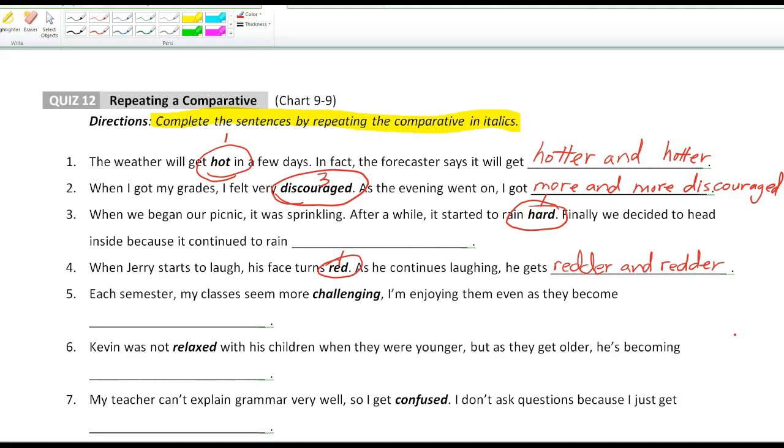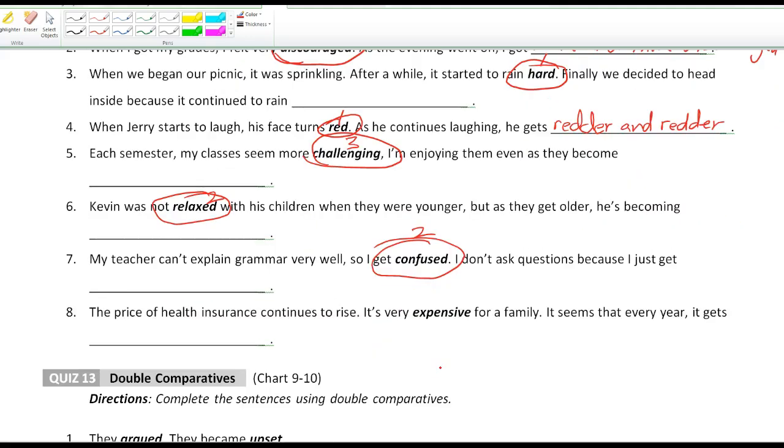Okay, we have challenging. That's 3 syllables, so that would be more and more challenging. We have relaxed. That's 2 syllables, and that would be more and more relaxed. We have confused. That's 2 syllables, so that would be more and more confused. And then we have expensive. That's 3 syllables, so it would be more and more expensive.